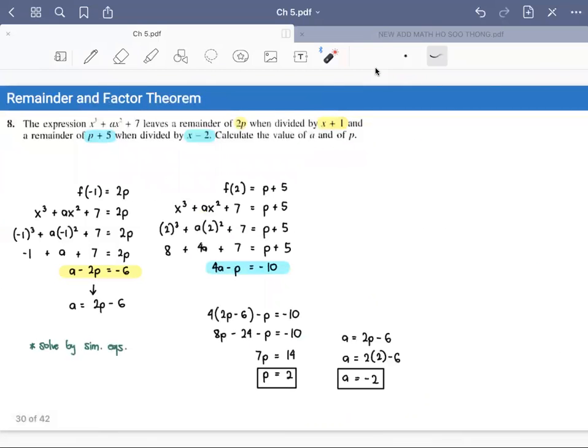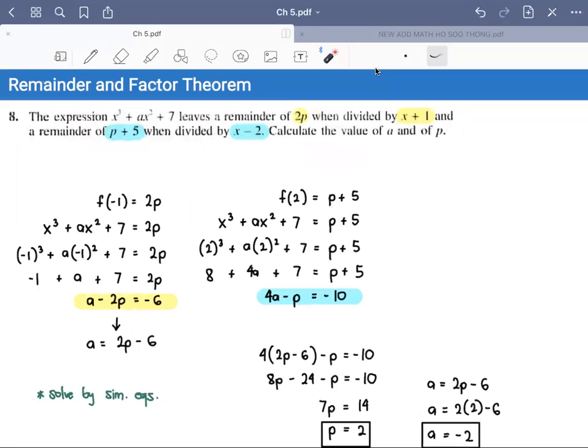Okay, so number 8 is similar to number 6. Now let me read number 8. The expression x cubed plus ax squared plus 7 leaves a remainder of 2p when divided by x plus 1. And then another remainder, p plus 5 when divided by x minus 2. Calculate the value of a and p.